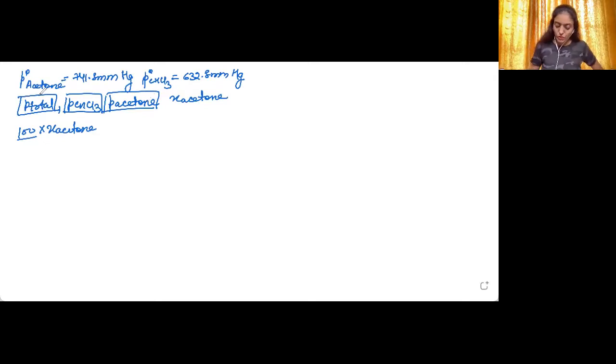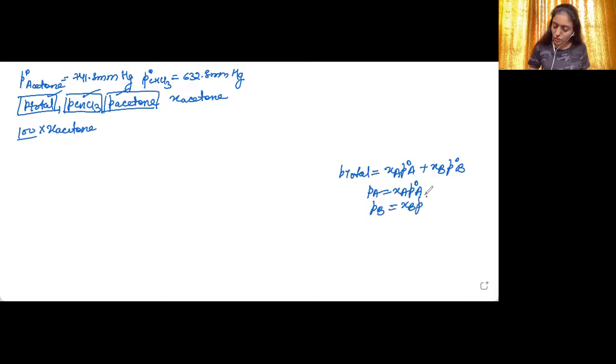Now before we draw the curve, we need to have the values. These three values we need to have. How can we find out these values? P total is equal to XA into P naught A plus XB into P naught B. For a binary solution, this is the Raoult's law formula. So for every value of XA and XB, we need to find out the total vapor pressure. Now how can you find out PA? It is XA into P naught A. PB is equal to XB into P naught B.